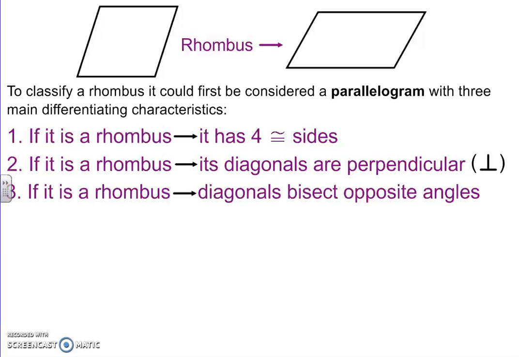Another parallelogram is the rhombus. Some things that are different about the rhombus: it has all the same characteristics as the parallelogram from the first slide, but it also has four congruent sides. If it's a rhombus, then its diagonals are perpendicular. So when I draw these lines here, they're perpendicular, they have opposite reciprocal slopes. That means I get 90-degree angles here. So that's 90 degrees, opposite reciprocal. If it's a rhombus, the diagonals bisect opposite angles.